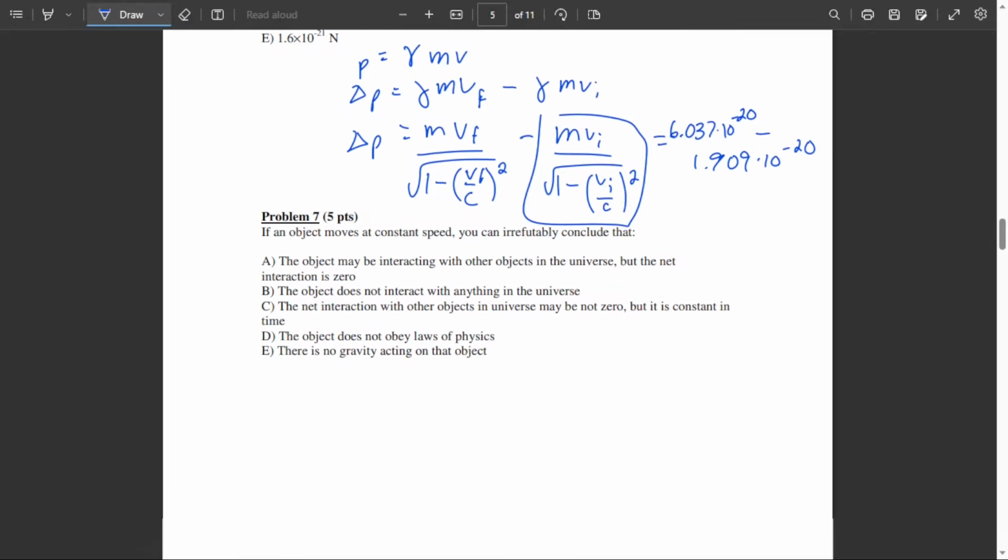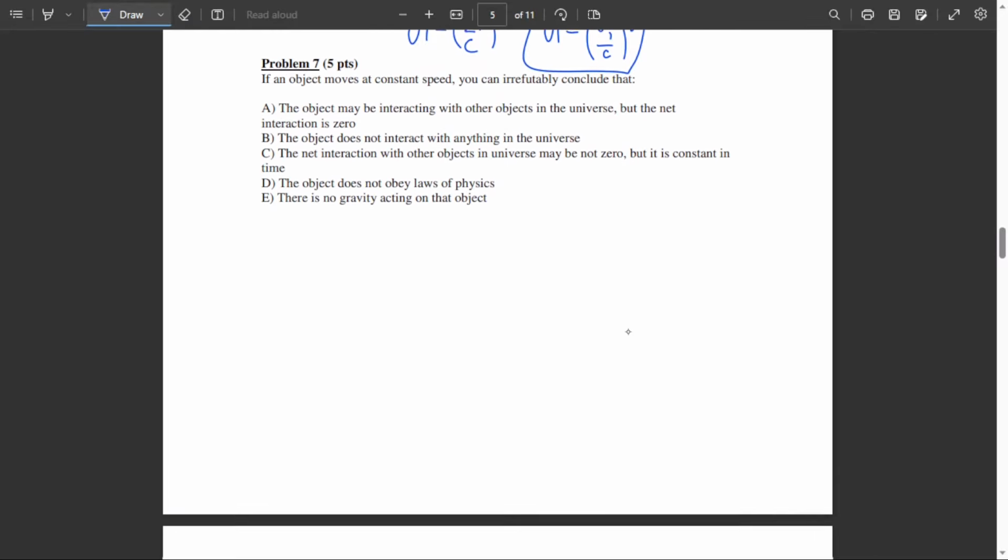Alright, the next question. If an object moves at constant speed, you can irrefutably conclude that the object may be interacting with other objects in the universe, but the net interaction is 0. Alright, so we just have a bunch of conclusions.